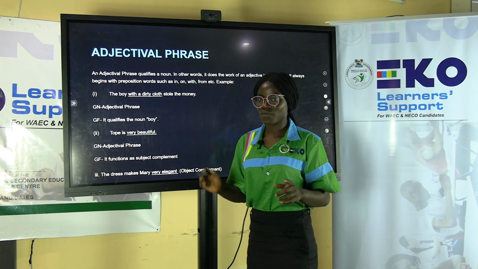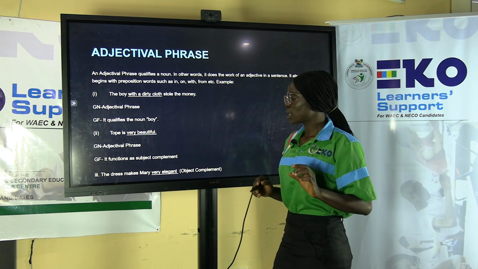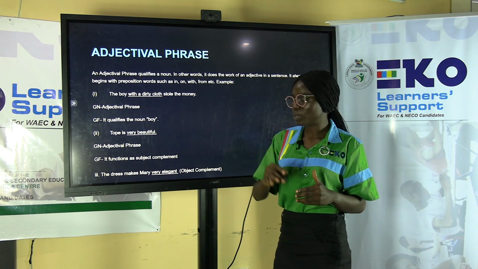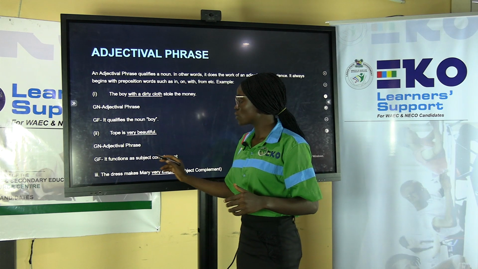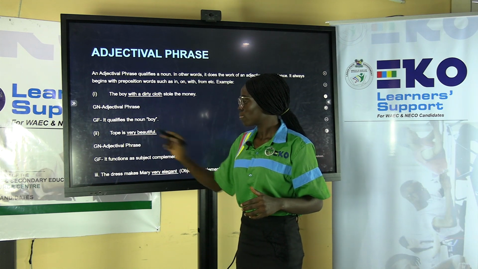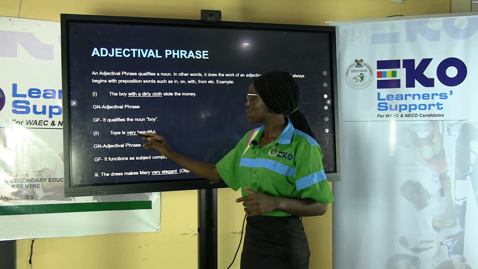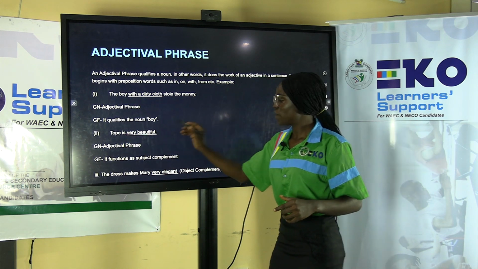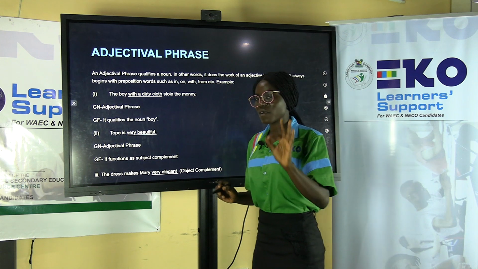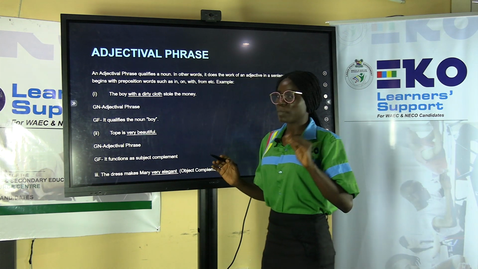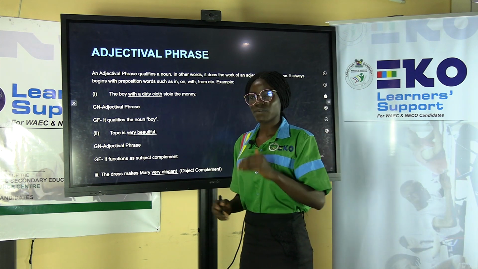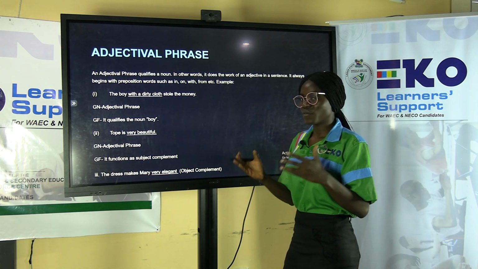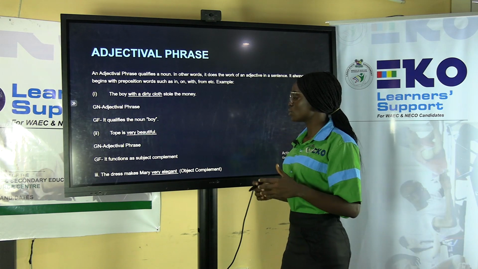And what is the grammatical function? The grammatical function is that it functions as a subject complement. It is complementing the subject, which is Tope. "Very beautiful" is the adjective phrase, and it is complementing Tope, that is, giving us more information about Tope, adding more information, qualification to Tope.